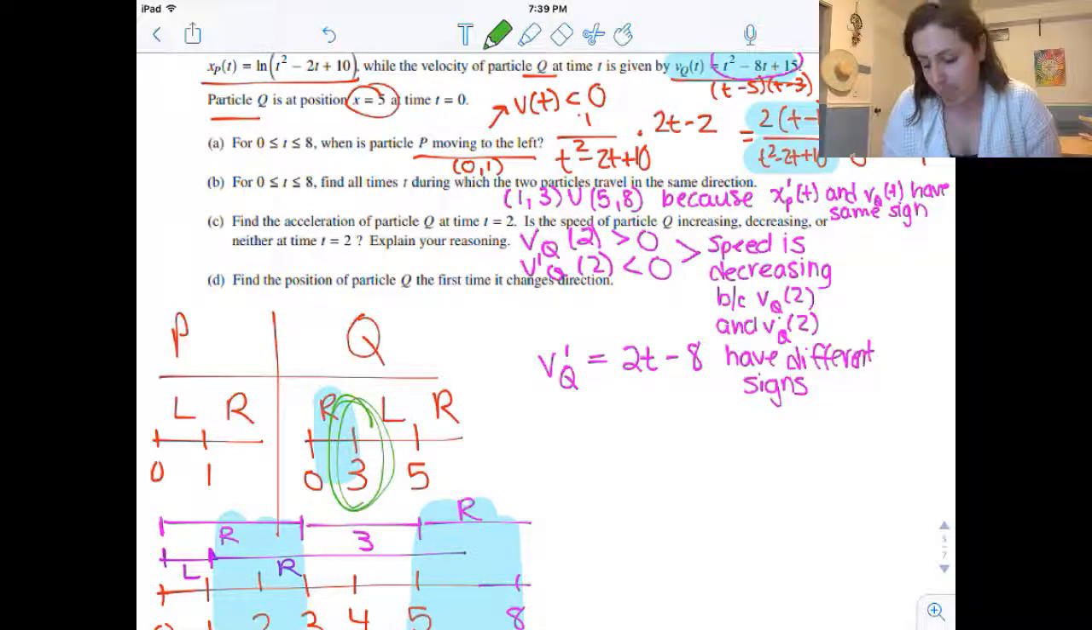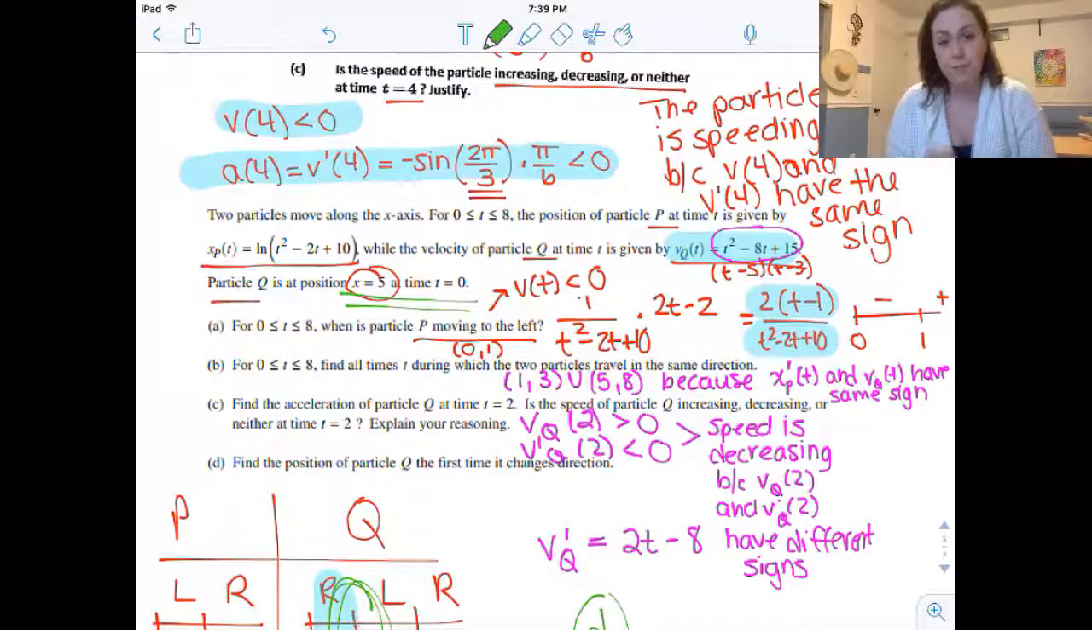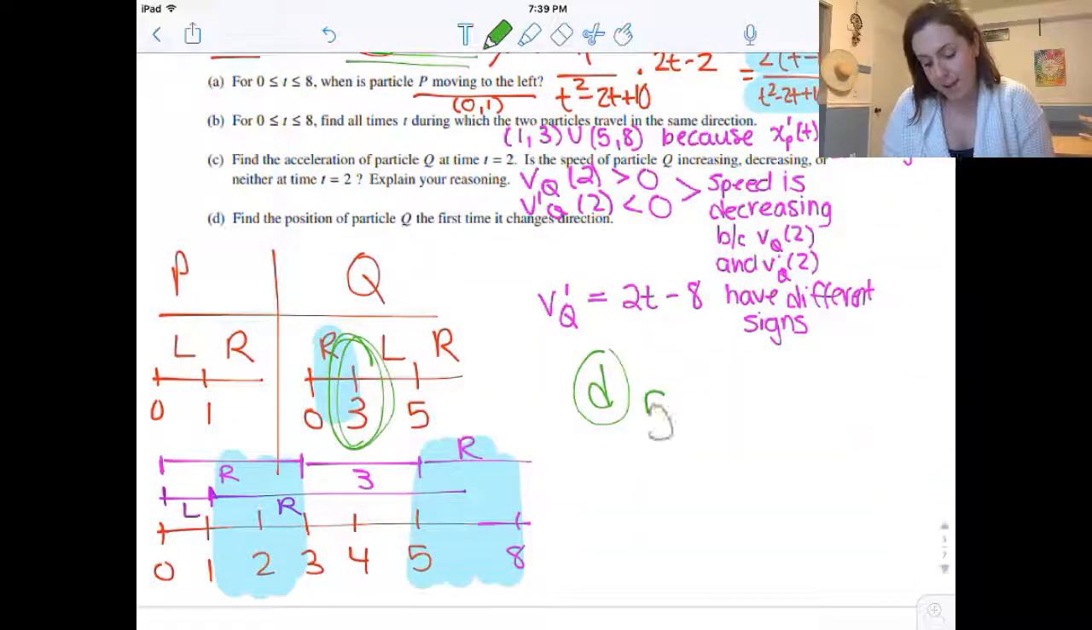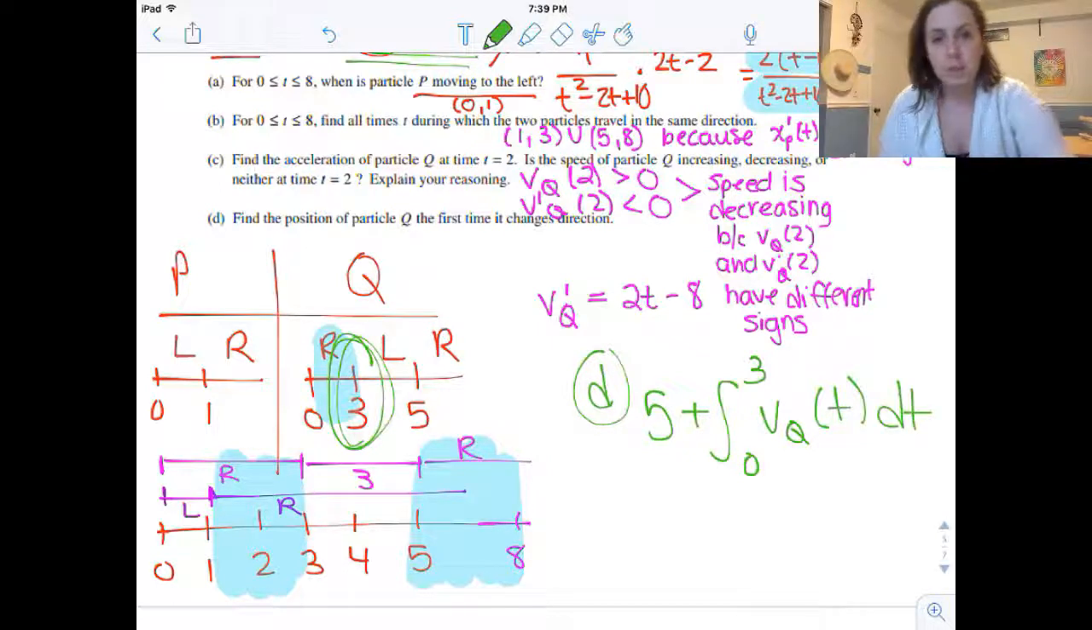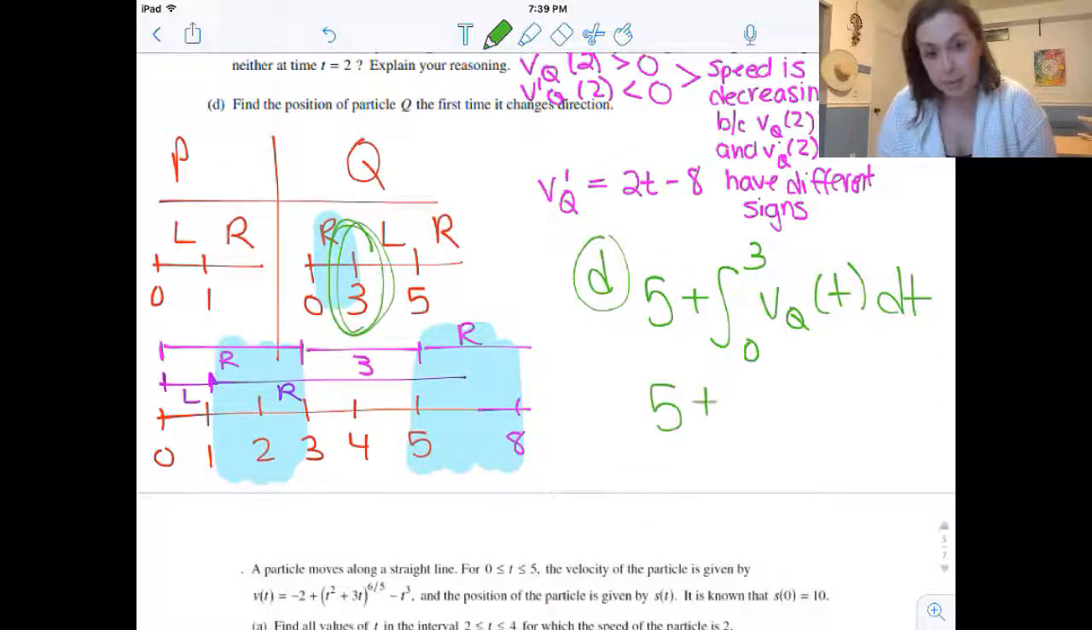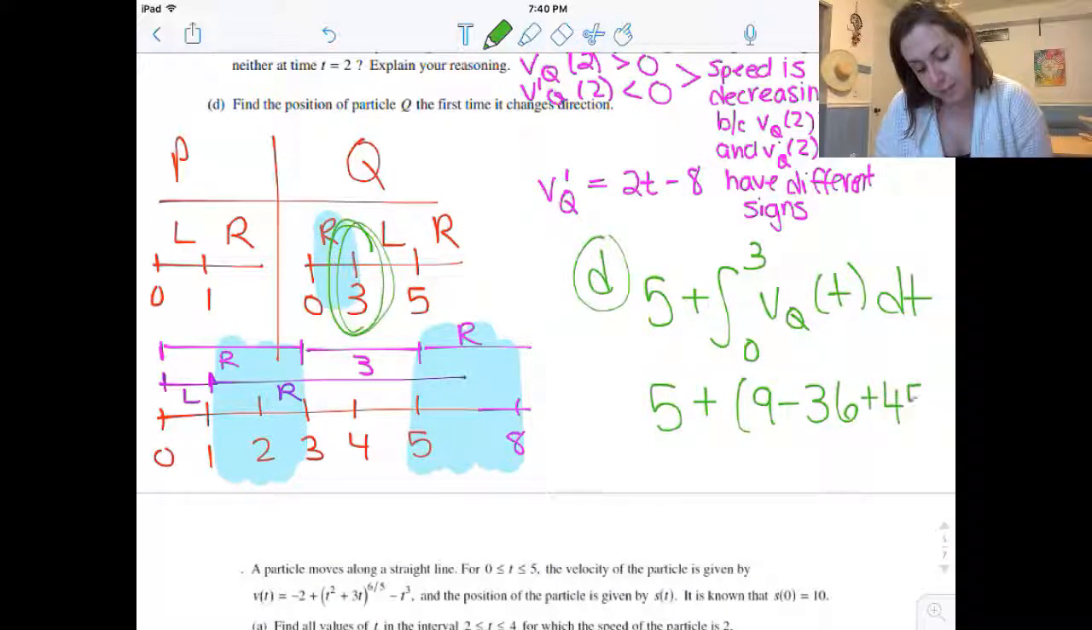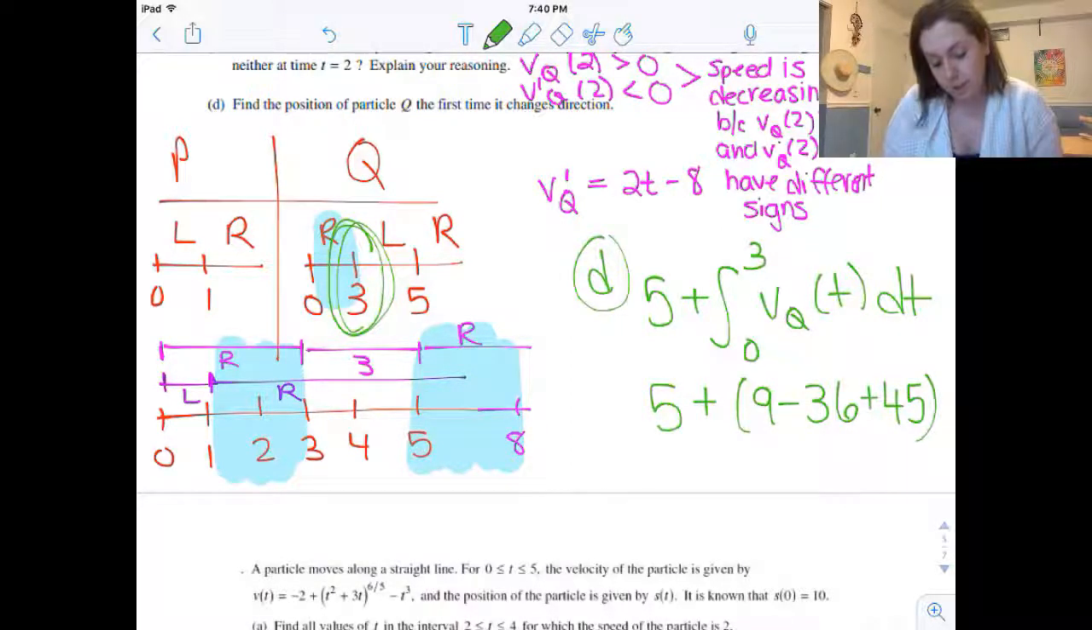All right, and then it says, what is the position of particle Q the first time it changes direction? So I'm going to look back at my sign chart. The first time it changes direction is at 3. So I want the position at 3. Anytime we're doing this, I'm going to think initial plus net change. They told me up here my initial was 5. So it's going to be 5 plus my net change from 0 to 3 of vQ of t dt. To integrate that, it's power rule. I will tell you that comes out to be 5 plus 9 minus 36 plus 45, and that would give you 23.